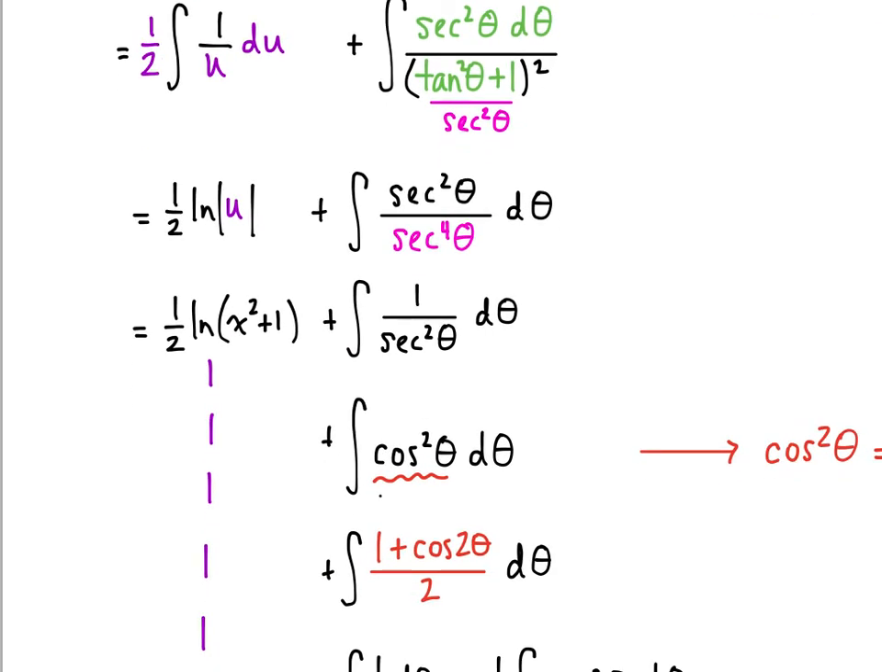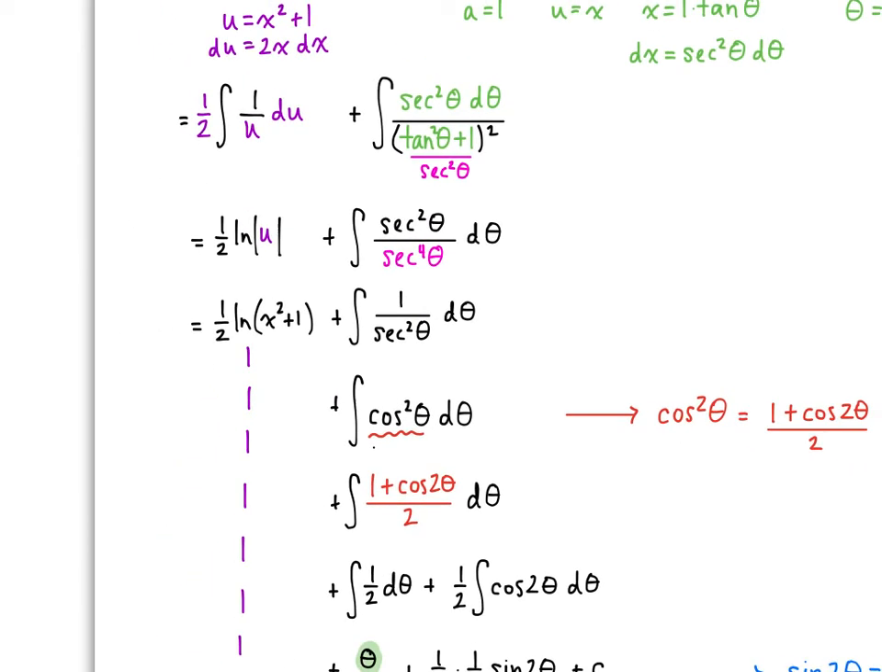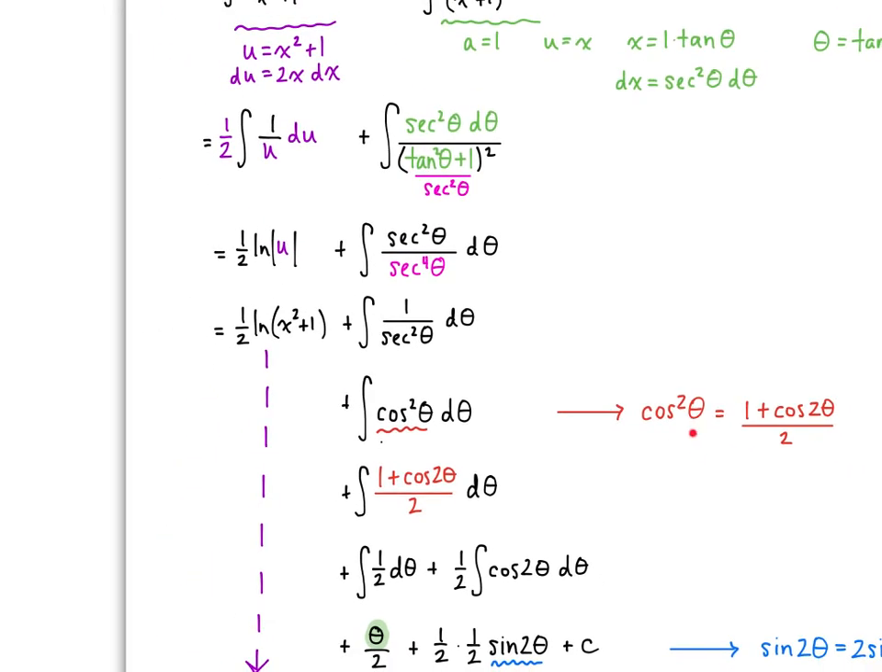Another way we can rewrite 1 over secant squared is cosine squared. Remember our rules: if cosine is even, we need to make it odd. So we can use one of those trig identities: cosine squared of theta is really 1 plus cosine of 2 theta over 2. We're going to substitute that back in. We can split this up into two integrals now: the integral of 1/2 d theta plus 1/2 cosine of 2 theta d theta.